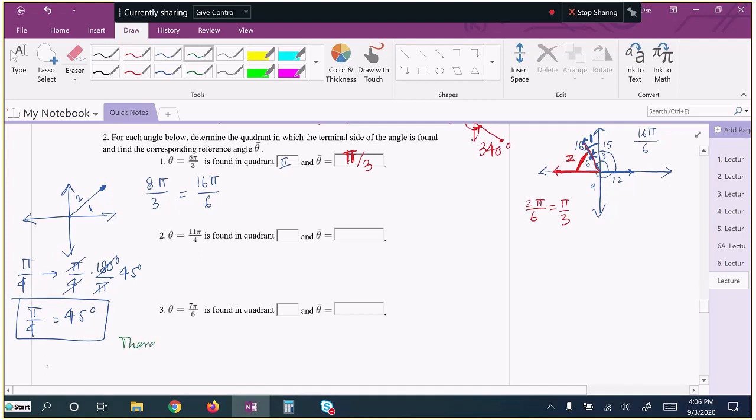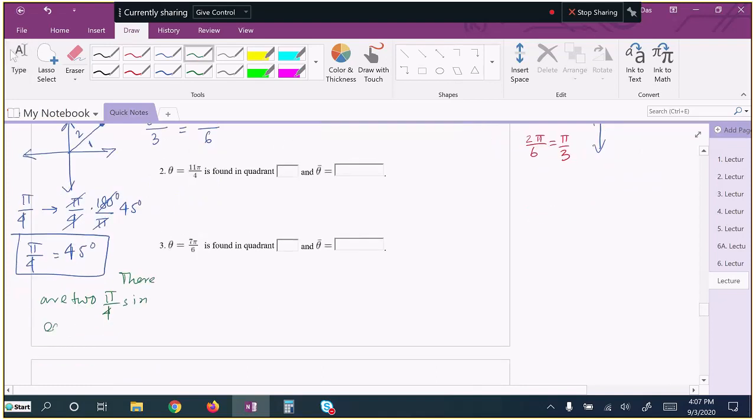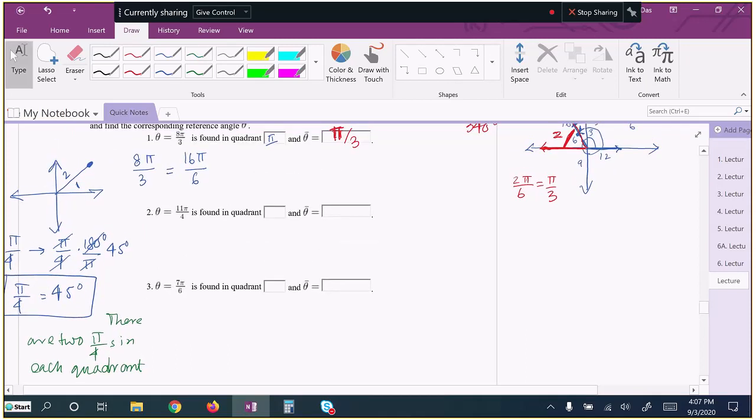There are 2 pi, and these are just for simple calculations. There are 2 pi over 4s in each quadrant. That will help us count this angle 11 pi over 4. So let's start working on that.